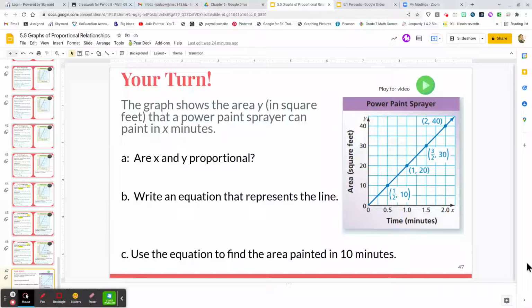This example here shows the area Y in square feet that a power paint sprayer can paint in X minutes. So here's the graph. And again, we look at the title. It's the power paint sprayer. How much area it covers is our Y coordinate, and in how much time, which would be our X coordinate, and that's in minutes. I'm going to turn over here to our camera.